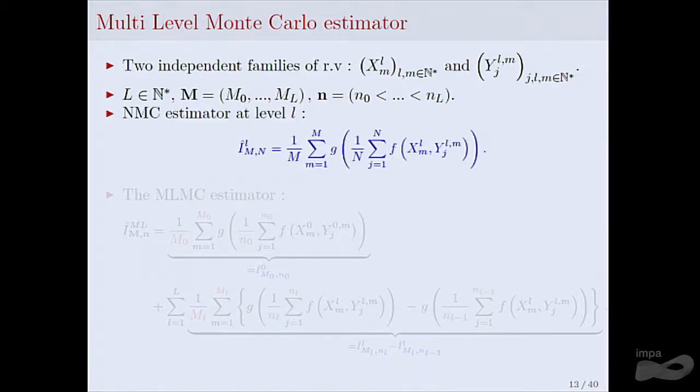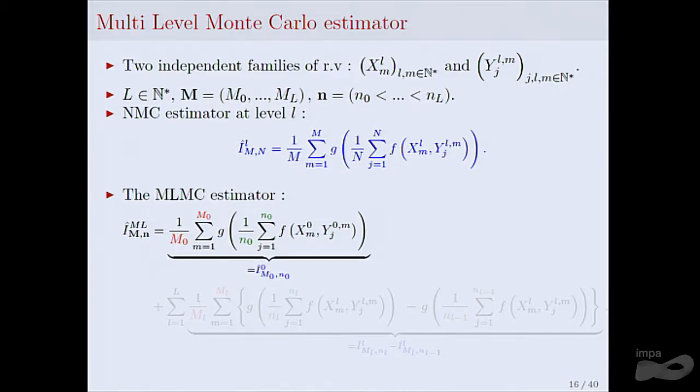I'll just recall here the nested estimator that we had before. The multi-level estimation will be a sum of nested Monte Carlo estimators. At first you want to estimate the expectation of P0 at level 0, so you use a nested Monte Carlo with M0 outer samples and N0 inner samples. That's the first estimate here. Then you need two estimations: one for the expectation of P0 and one for the expectation of the difference.